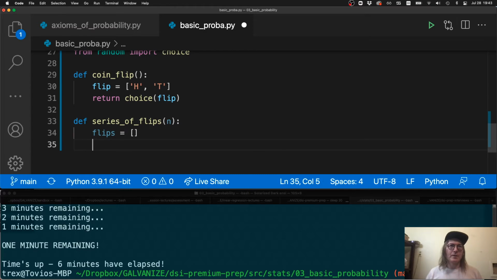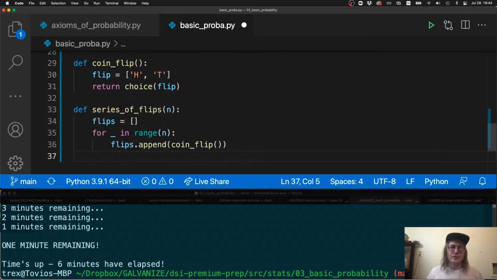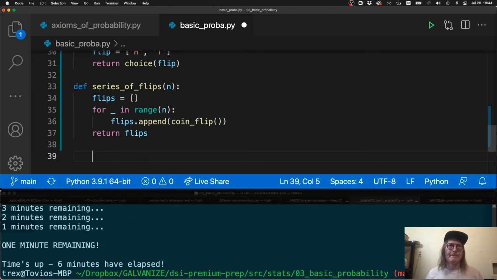The way I'm going to do this is, for underscore, which I read as whatever, in range n, I'm going to call out to coin flip n times. The result of that coin flip, I'm going to append to flips. So flips.append coin flip. And we can return flips. So let's run this. Let's just print a series of flips, and we'll flip the coin 10 times.